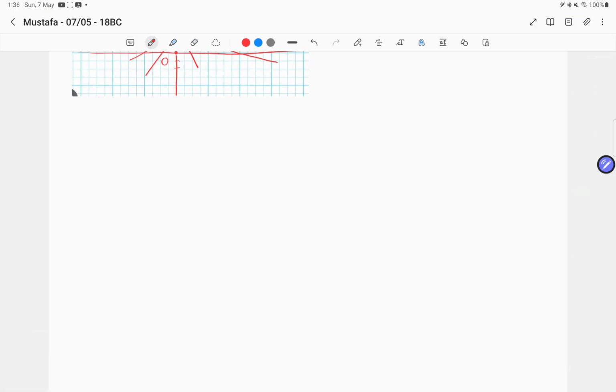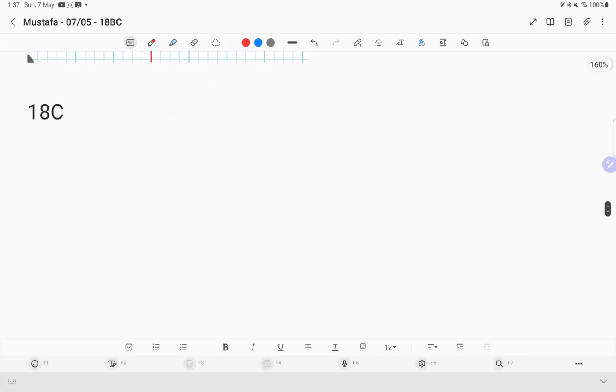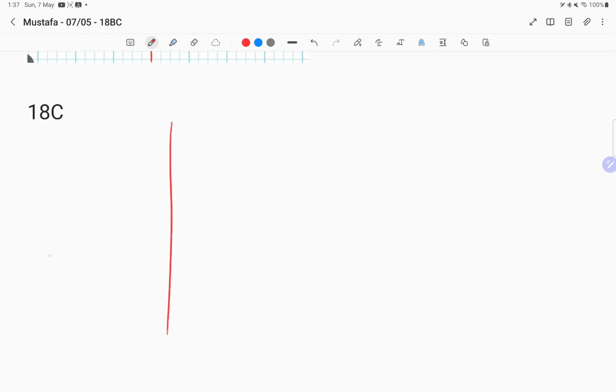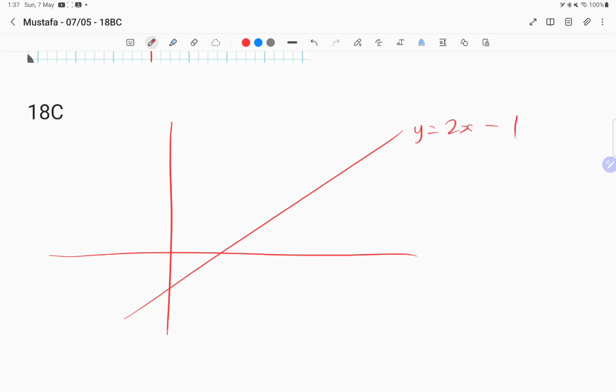So I'll revise a bit, I think I get where the confusion lies now. Let's go through it. 18C is about points and lines. So the idea of a line, for example, let's say this equation here: y equals 2x minus 1. A line is actually a collection of all the points. It's an infinite number of points where the x and the y value satisfy this equation.